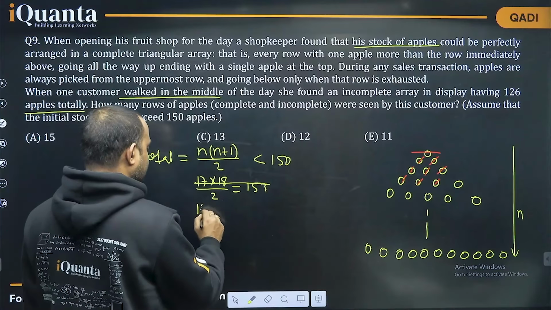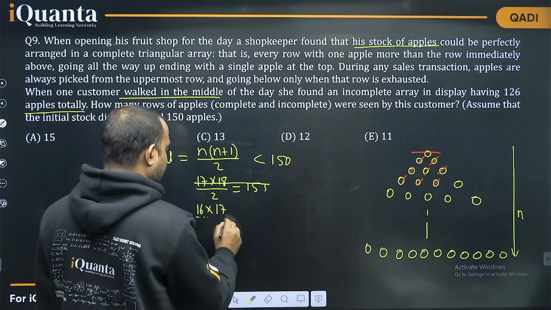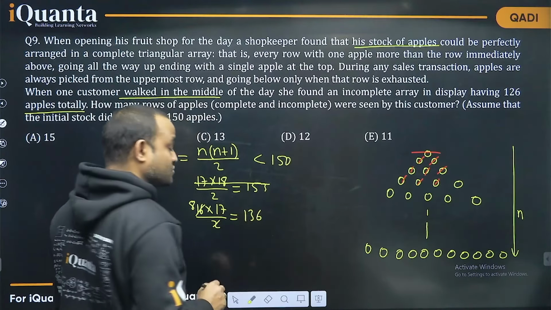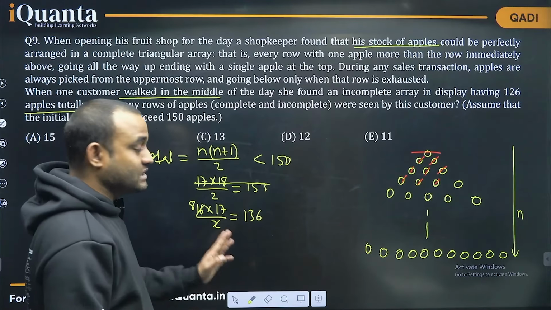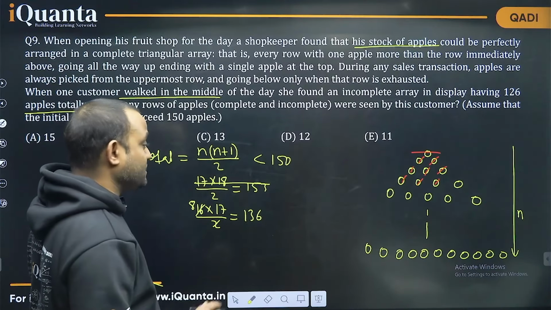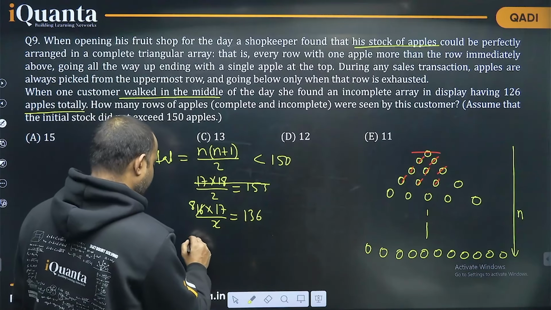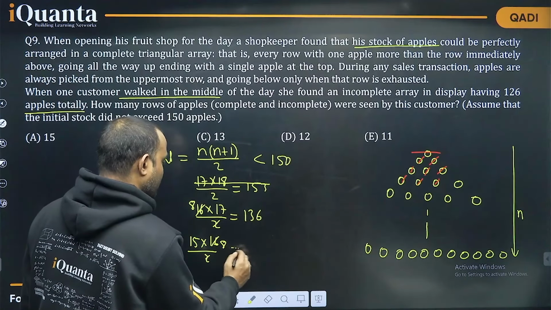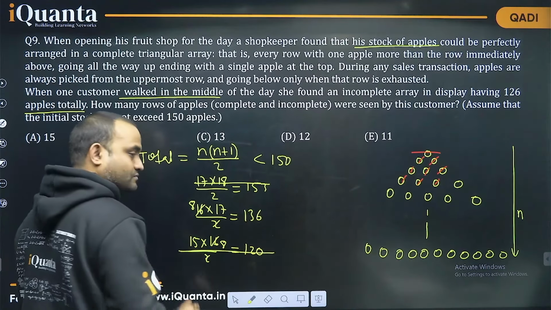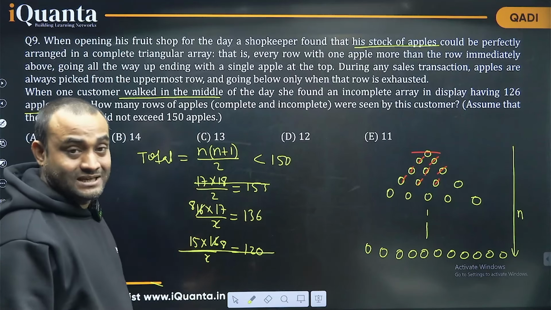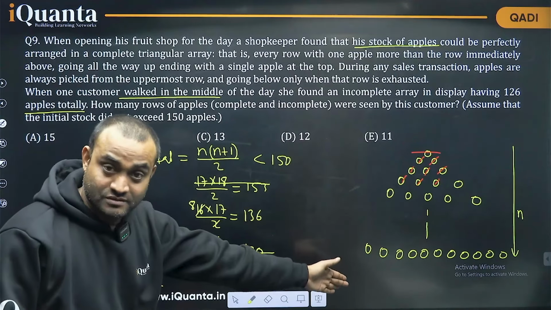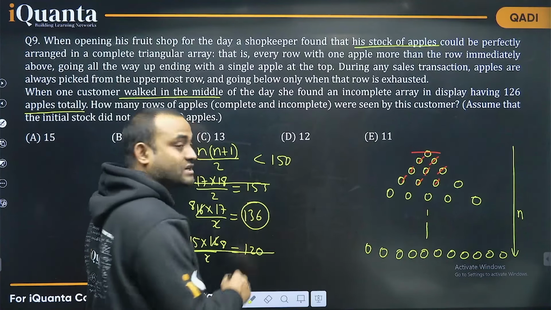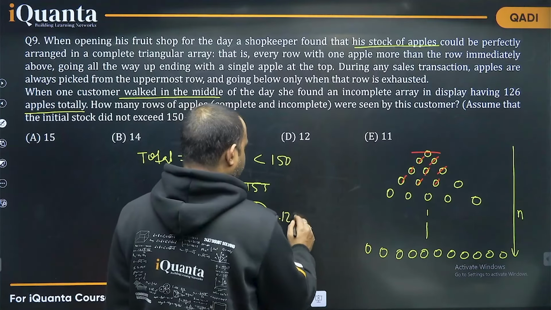Next is 16 rows. So 16 into 17 by 2. This is 8 times 17, and that is equal to 136. This could be the total number of apples, right? 136 could be the total number of apples initially. If I take 15 rows, then 15 into 16 by 2, this will be 120. This cannot be possible. So exactly there are 16 rows, and total number of apples initially was 136, of which 126 are left.